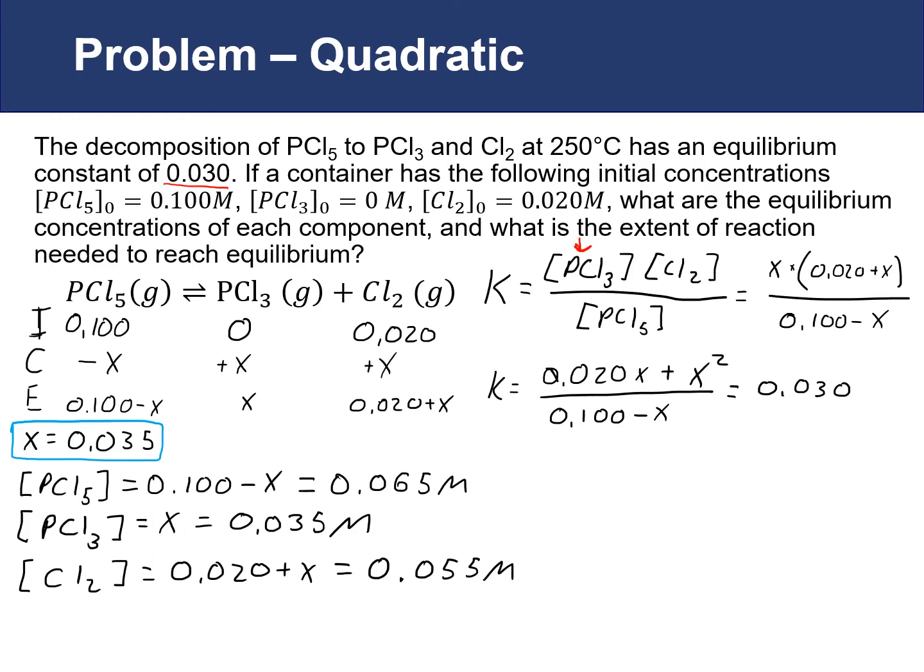That is essentially x. So our extent of reaction is how far the reaction proceeded, and in this case proceeded to get to equilibrium. So that would be equal to x, which is equal to 0.035. Okay, that is all of our answers for this particular problem.